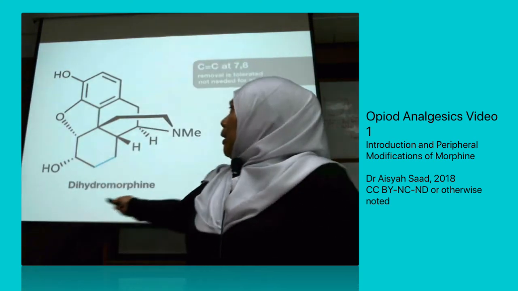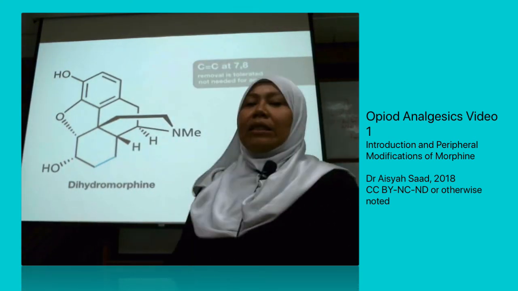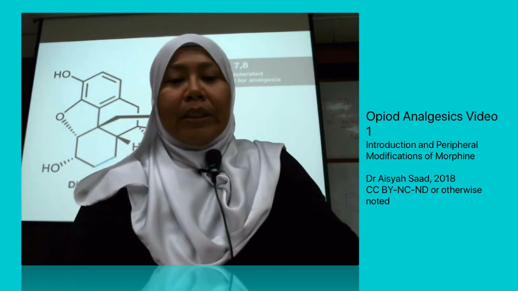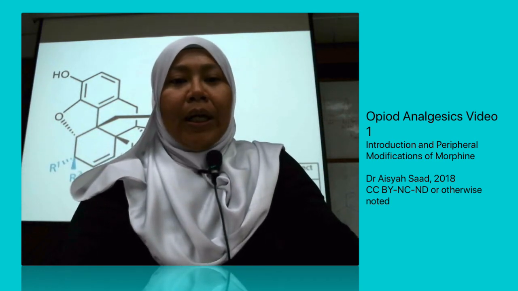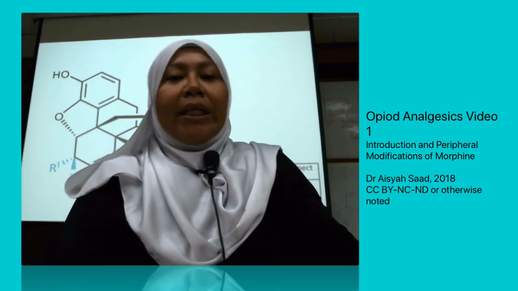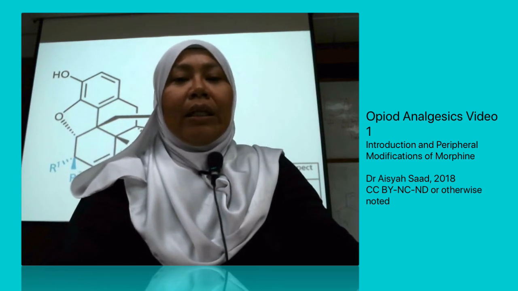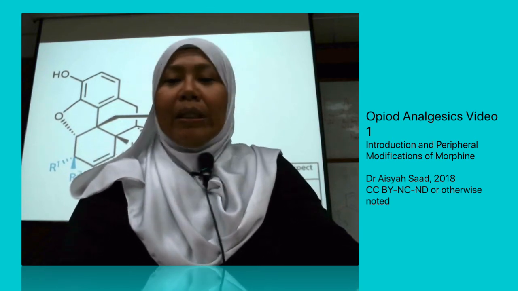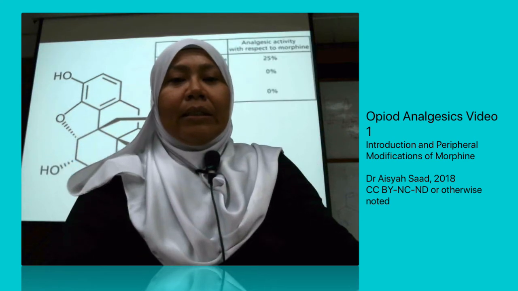Just now, here is a double bond. If you remove this, it's still tolerated. It's no problem at all. On the R1, R2, more or less it increases. If you change the chirality, it's not a problem really.